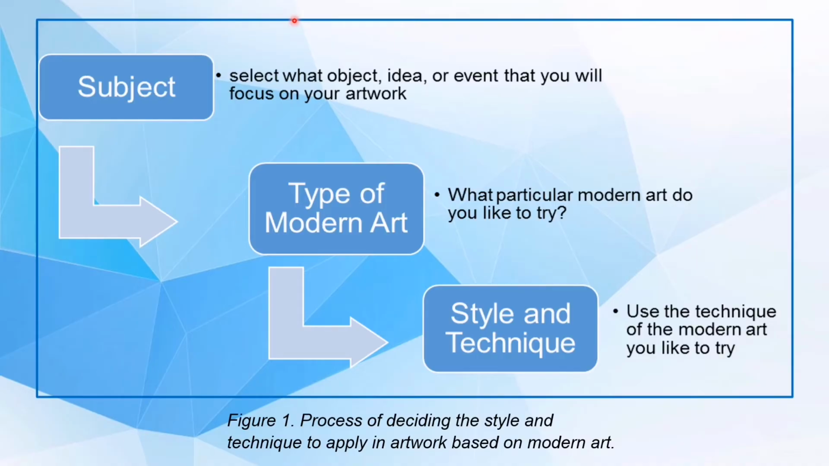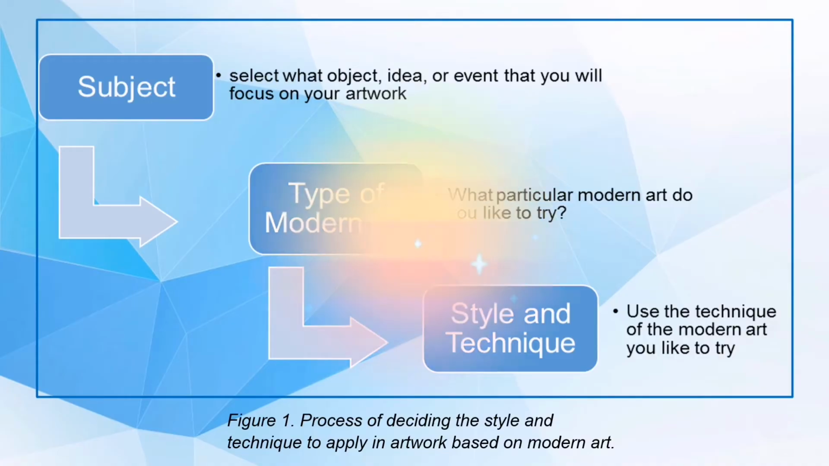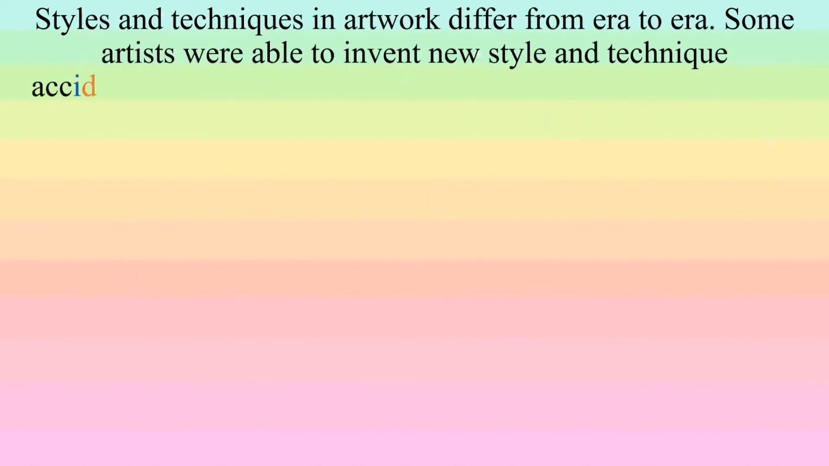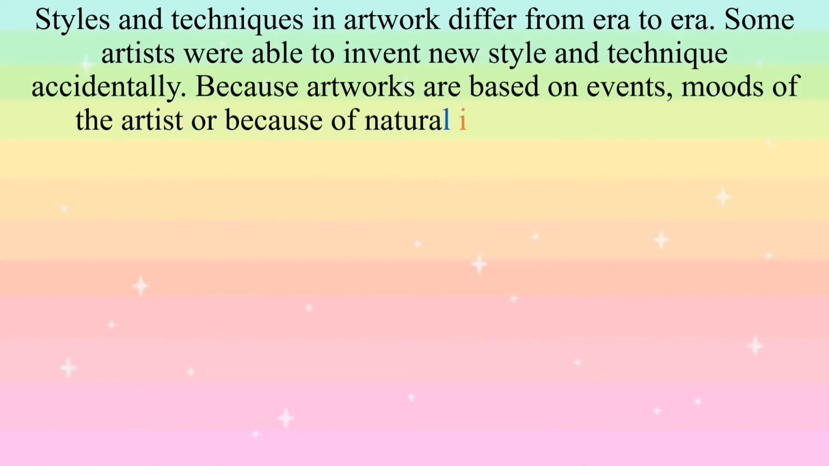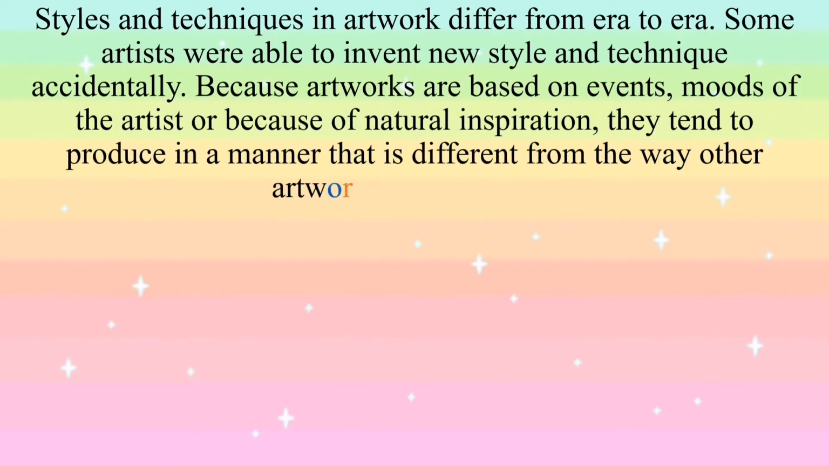The figure below will show you the basic steps in deciding what particular style or technique an artist uses for an artwork. Styles and techniques in artwork differ from era to era. Some artists were able to invent new styles and techniques accidentally, because artworks are based on events, moods of the artist, or natural inspiration. They tend to produce in a manner that is different from the way other artworks are produced.